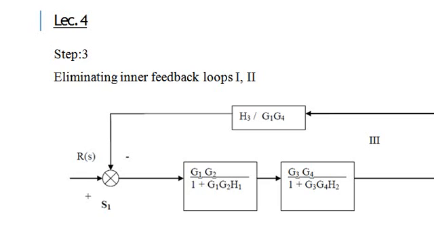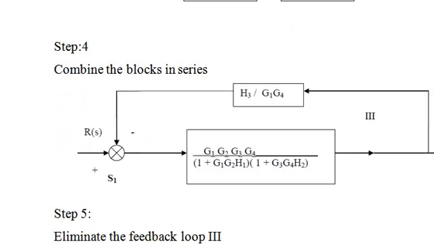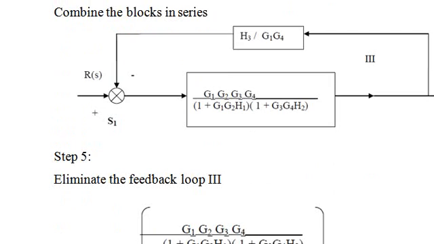Now we get the equivalent form G1 G2 by 1 plus G1 G2 H1. The second loop gives G3 G4 by 1 plus G3 G4 H2. Now these are in cascade, so we need to get their product. Now this is the equivalent of these two blocks. Now this will have a loop with this one. So lastly, eliminate the feedback loop, loop 3. Now G by 1 plus G H.